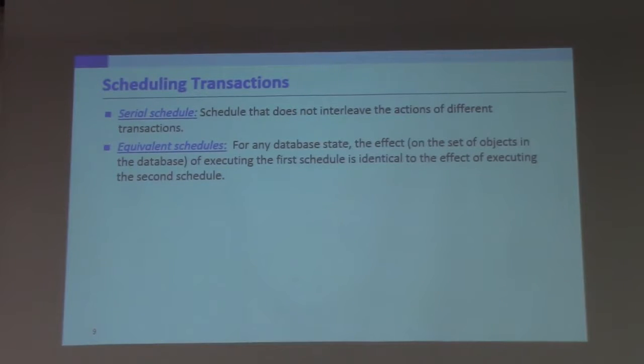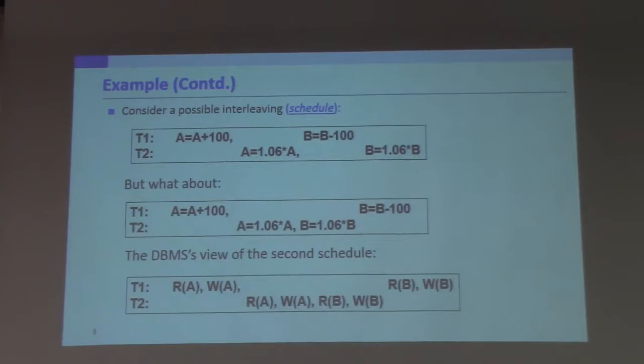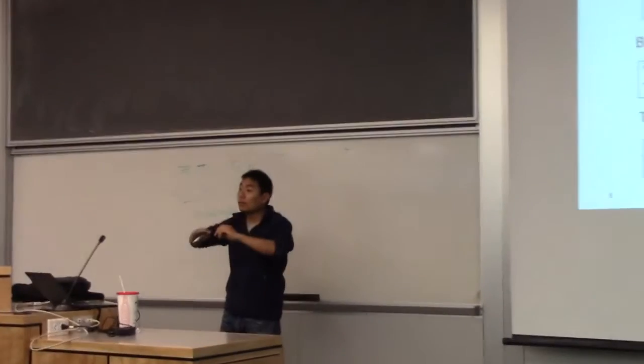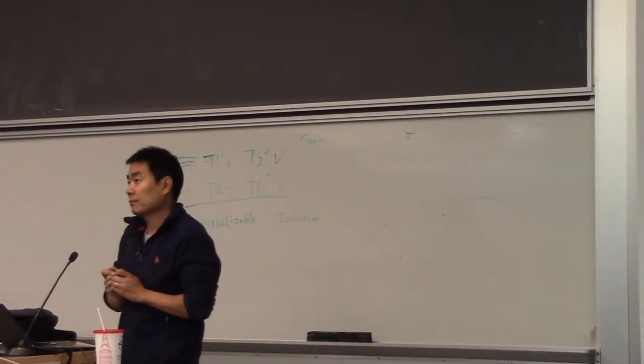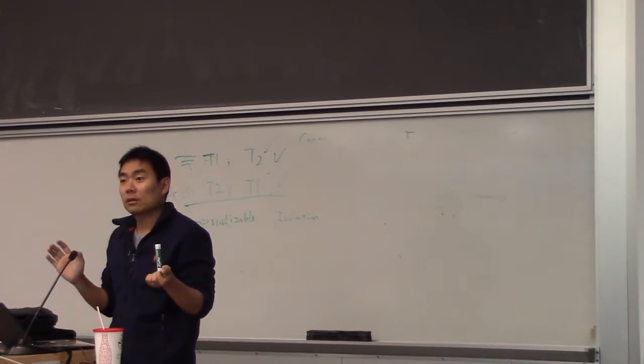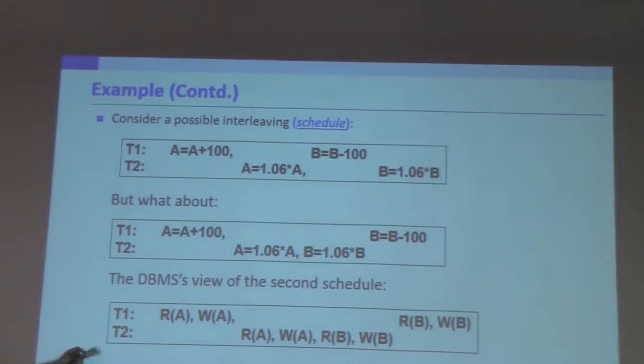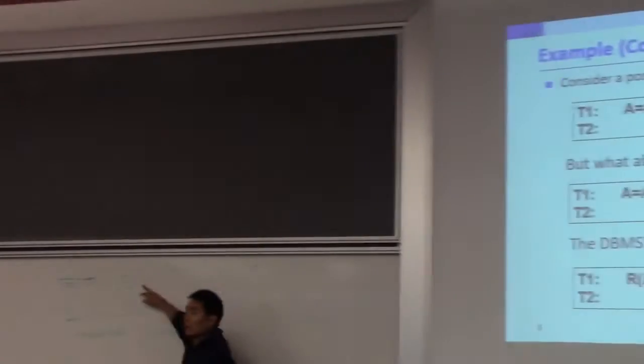And next, I will introduce a concept called equivalent schedules. Equivalent schedule says two schedules are equivalent if at the end of the day they leave the database in the same state. For example, this schedule is equivalent to this schedule, because at the end of the day they leave the database in the same state. So far so good? Okay? Fairly simple concept. But this one is not equivalent to any of this.